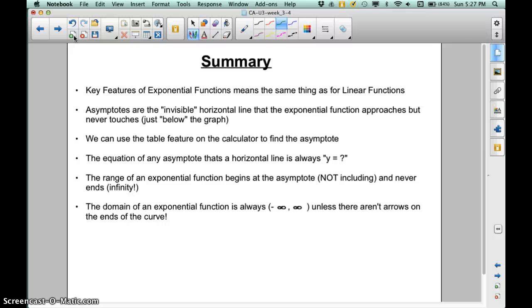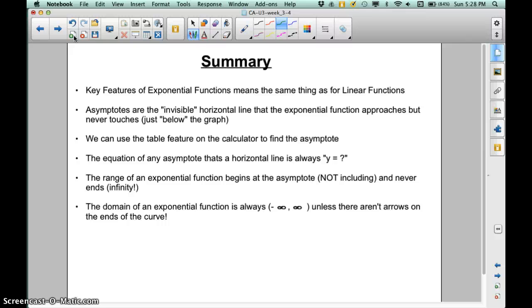The table feature on your calculator is going to be really convenient to find the asymptote, and we'll do that together because it's not going to be clear just looking at the graph in many cases. The equation of an asymptote that's a horizontal line is always in the form y equals whatever number that line passes through on the y-axis. The range of an exponential function begins at the asymptote if it's a growth equation, and it never ends. And this can be different when it's an applied problem, but in a general graph this will be the case.